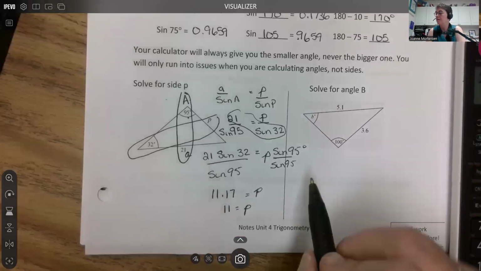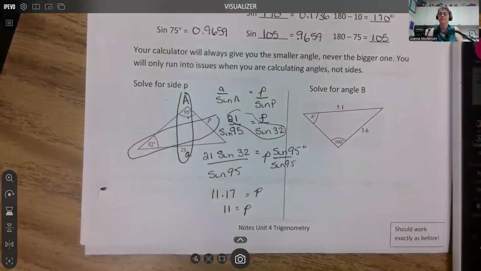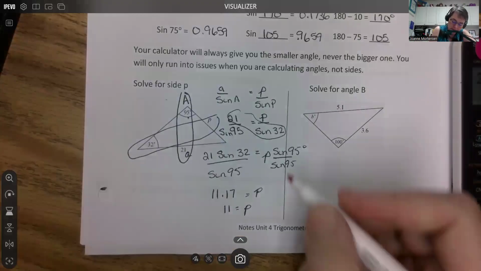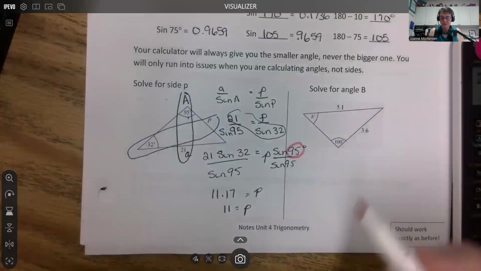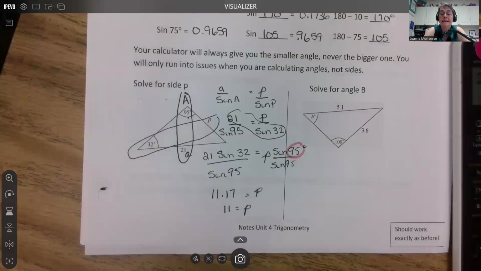So even though, excuse me, that's an obtuse angle, it really doesn't matter. My math is, I don't make any changes. It works exactly like it did before. Okay, so try that one.